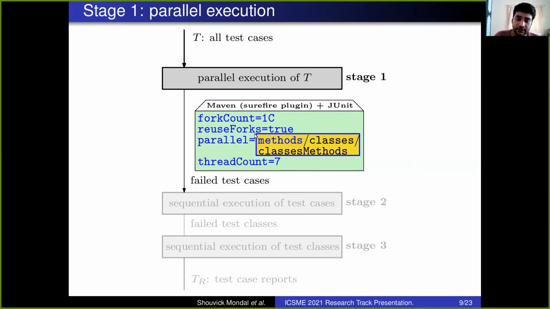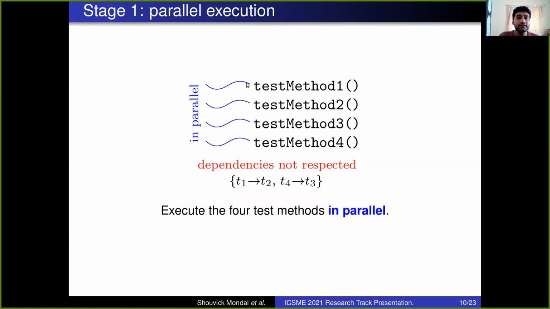Now, reuse forks equal to true means that when we want a new process, instead of forking, we use existing resources that we have already spawned. Then we have the parallel parameter, which can be either method level parallelism, class level parallelism, or classes and methods level parallelism. Then there is the thread count parameter. Then we have test cases failing in stage 1 because we have not respected the dependencies. We execute these test cases and the dependencies are not respected, so some test cases may fail.